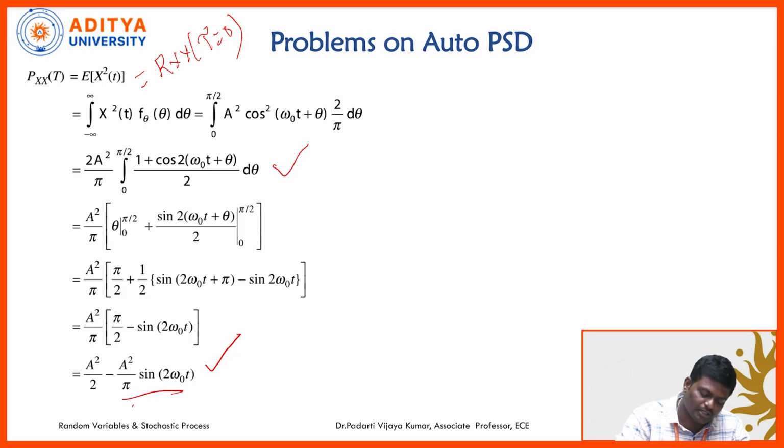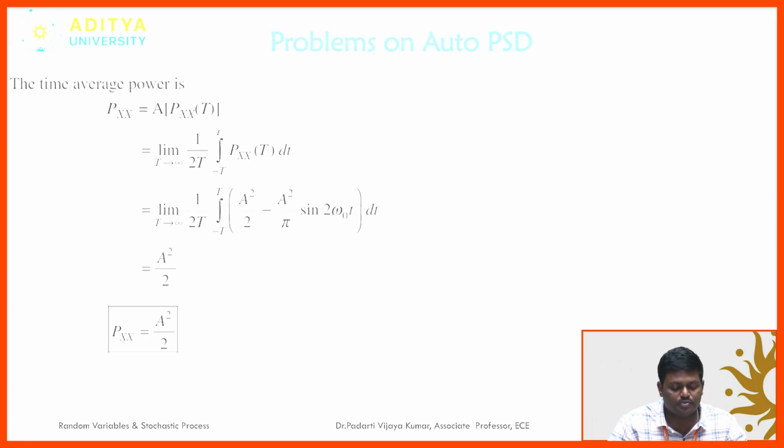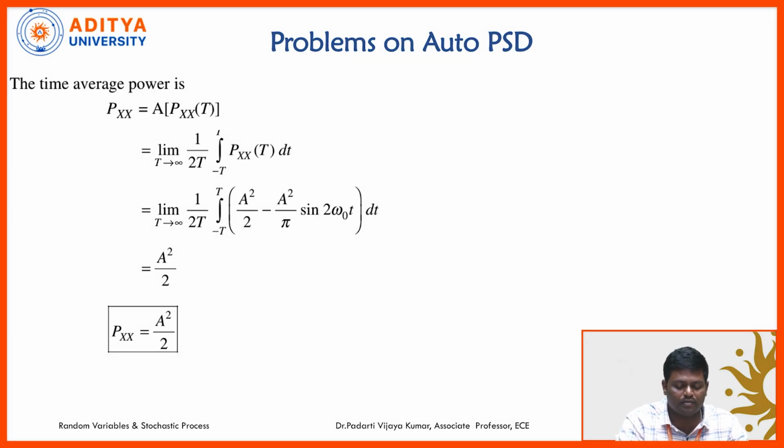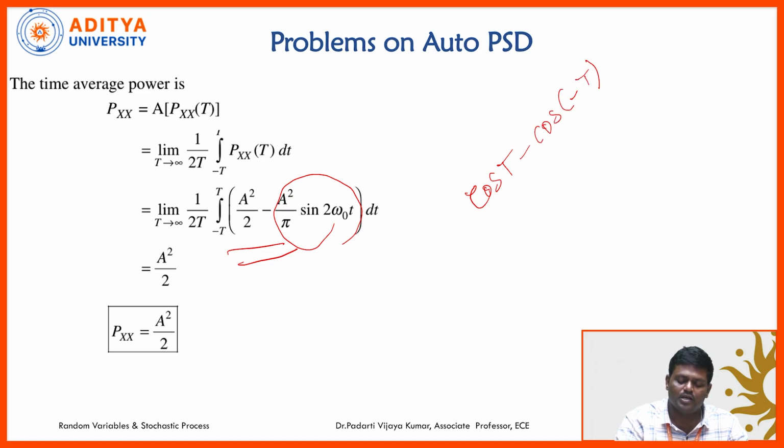This parameter we can remove by computing the time average power. If you compute the time average power, this parameter will not be present, because in the integration, sin of t minus sin of minus t will be 0. So, this term will vanish, and the residue term is A square by 2. So, the time average power is A square by 2.